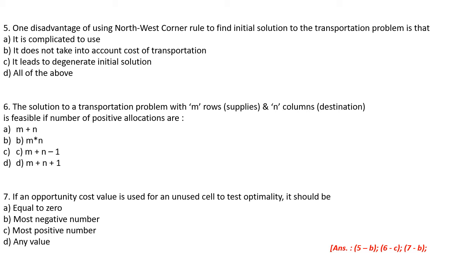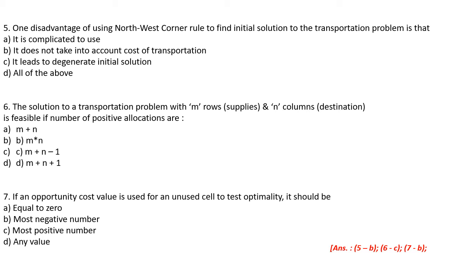Sixth, the solution to the transportation problem with m rows and n columns is feasible if the number of positive allocations is option A, m plus n, option B, m into n, option C, m plus n minus 1, option D, m plus n plus 1. Correct answer option C, m plus n minus 1.